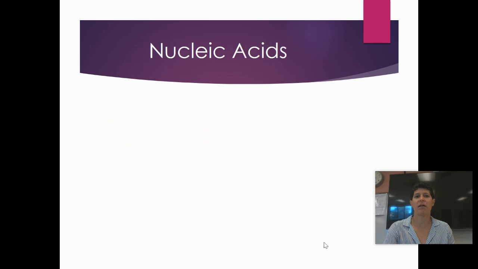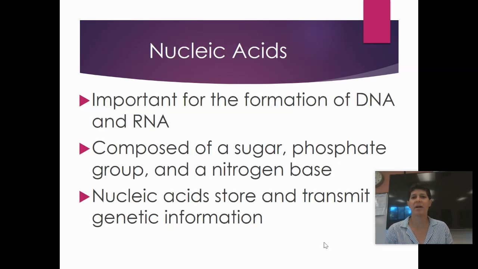The third group here are nucleic acids. And nucleic acids are really important because they form up DNA and RNA. And this is how we pass on our genes, from everything from hair color to eye color to how tall you are to whether or not your earlobes are attached, all comes down to nucleic acids. And quite simply, nucleic acids have the instructions for making proteins.